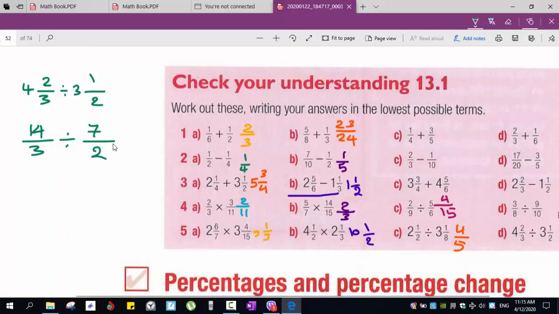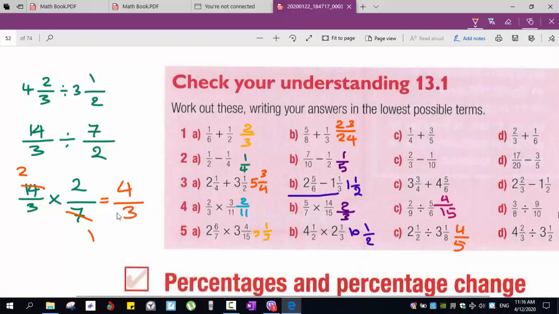Now change this division problem to a multiplication problem. Keep the first fraction, flip the second fraction, 2 over 7. Now 7 and 14, we can divide both of them by 7. Divide 7, it will be 1, divide 7, it will be 2. Finally, 2 times 2 is 4, 3 times 1 is 3. 4 is greater than 3, so this is an improper fraction, and we have to write it as a mixed number.